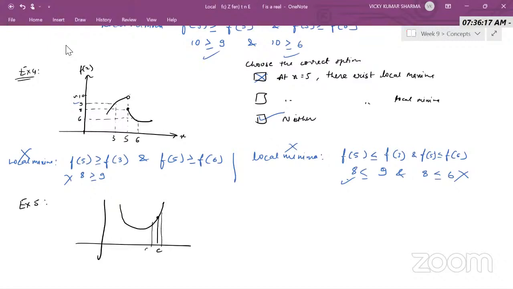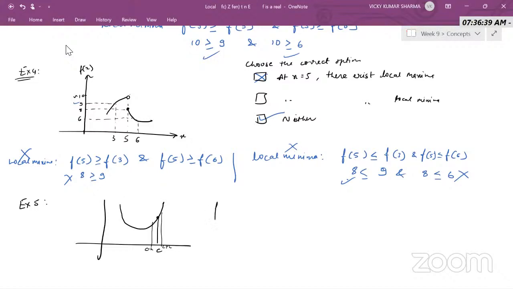Okay. Then we'll give you an interval. In this given interval, is this a point of local minima or local maxima? Neither, sir. Neither. Okay, but how some of you are saying local minima? So let's look at someone who is saying that this is local minima.